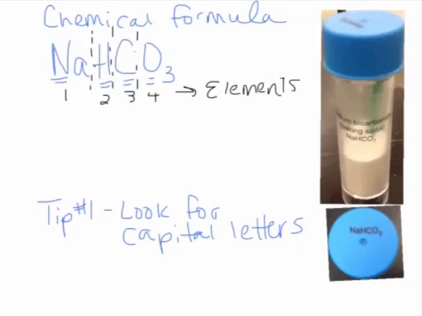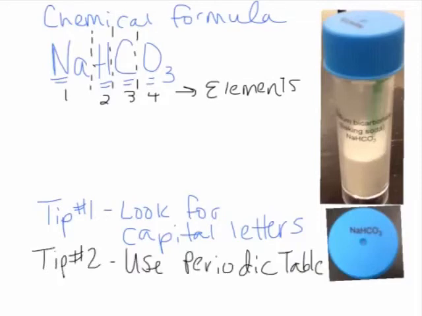And so now all I need to do, and this is tip 2, is I need to go to the periodic table of elements. As I use the periodic table of elements, it will be able to tell me specifically which elements make up this substance. So if I flip open my lab notebook on that inside cover, I can see that Na actually is represented by sodium. H is represented by hydrogen, C is represented by carbon, and O represents oxygen.